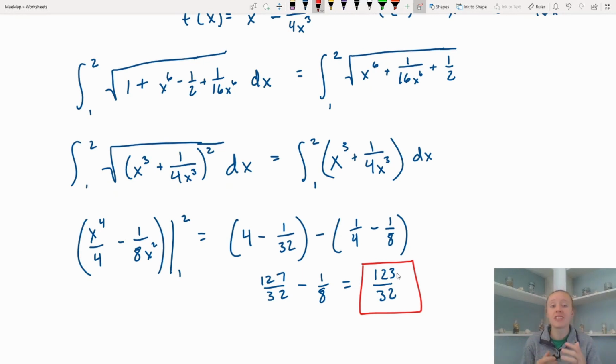So continue on to the next video where I'll do some example practice problems, but don't forget the square root of 1 plus the derivative of your function squared, because that's going to come into play in our integral.